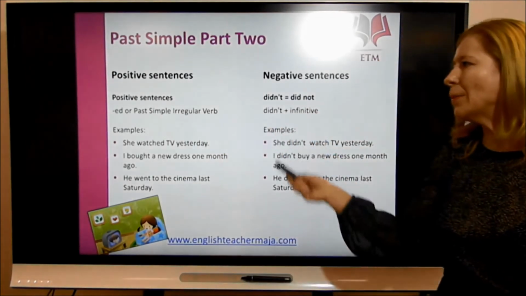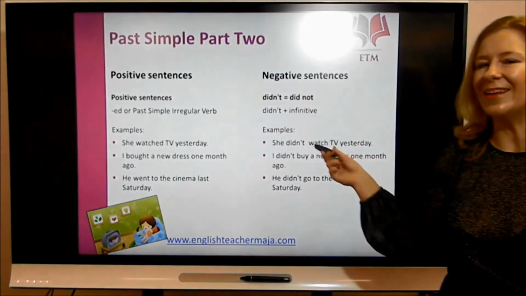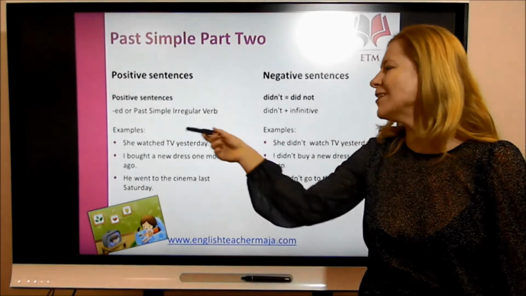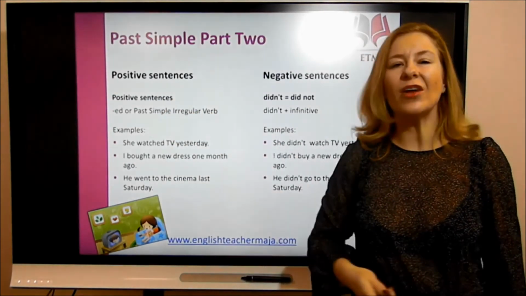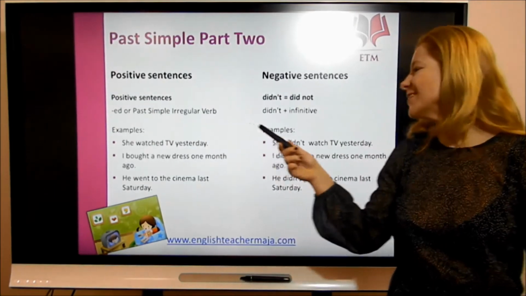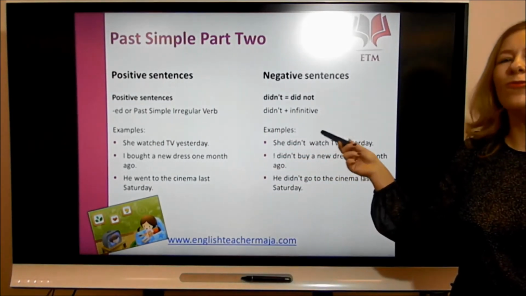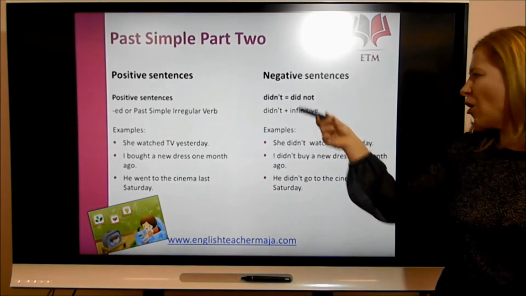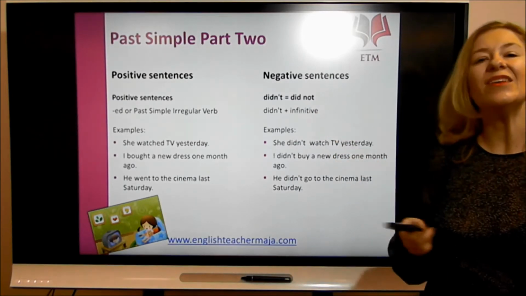So let's compare a positive sentence with a negative sentence. She watched TV yesterday, okay? So watched is a regular verb which ends in ed. Okay, now a negative sentence. So she didn't watch TV yesterday. Didn't watch, didn't is the auxiliary, and watch is the infinitive.